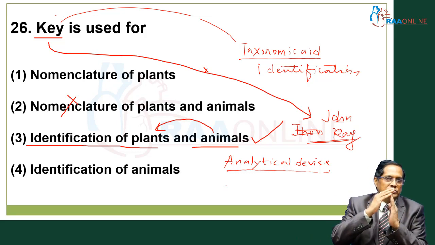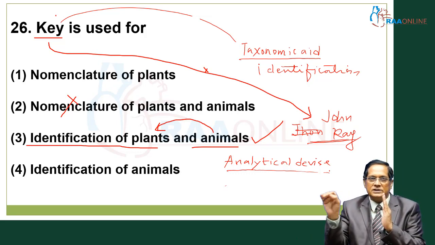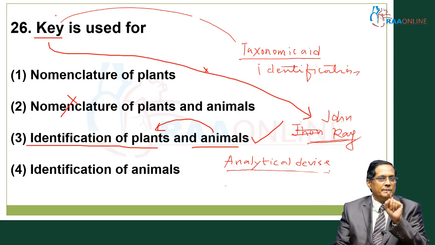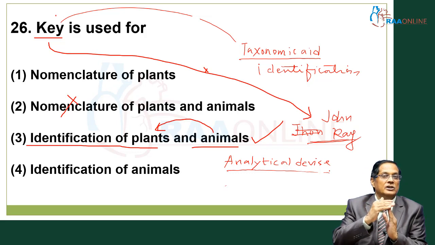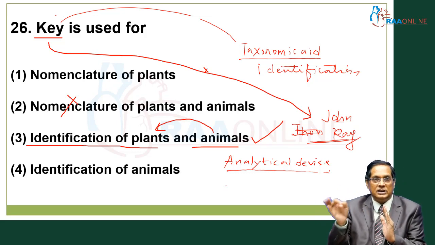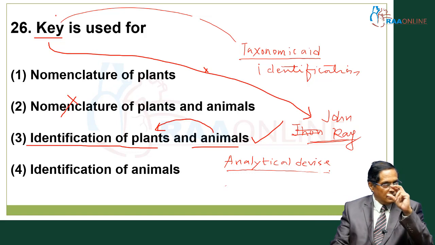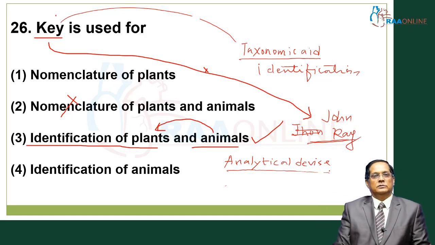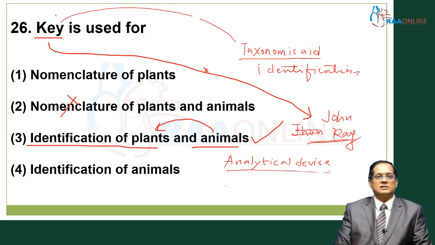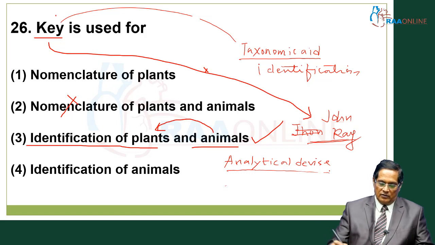And I have already mentioned, if you want to know the order of X, Y, Z, then you have to make a separate key for the order. That is, each taxonomic category requires a specific key. While making a key, two contrasting characters are taken, and that pair of contrasting characters is known as a couplet.